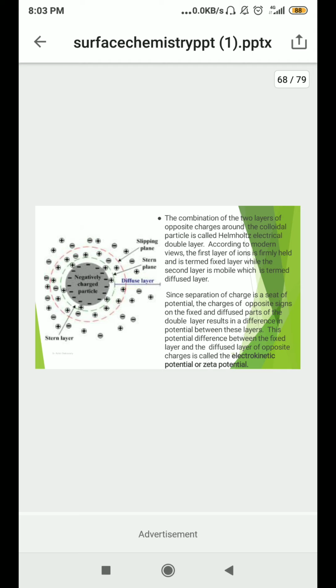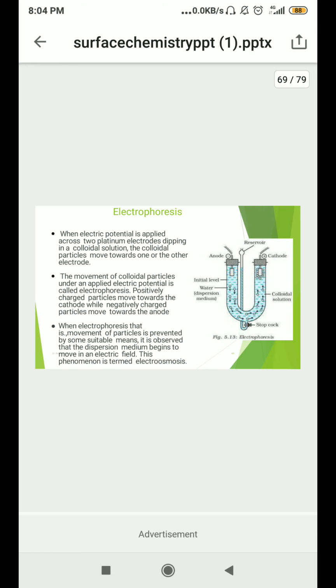Okay, since separation of charge is a seat of potential, the charges of opposite sign on the fixed and diffuse parts of the double layer result in a difference in potential. There will always be a potential difference between these layers. This potential difference between the fixed layer and the diffuse layer of opposite charge is called the electrokinetic potential or zeta potential. Now, what is electrophoresis?